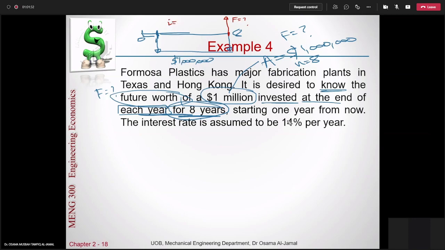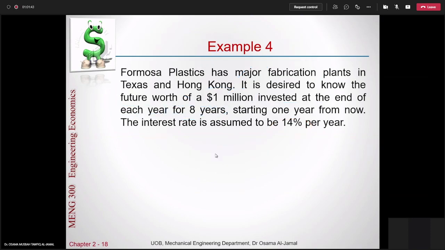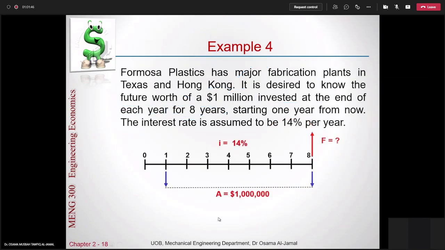The I is given here, 14%. This is per year. Now, I did the cash flow diagram for it. If you are going to read what is in here, you need first of all to convert it to this plot of a cash flow diagram. If you convert it wrongly, you're going to get a wrong answer. Make sure to write it and to plot it correctly with all given data.